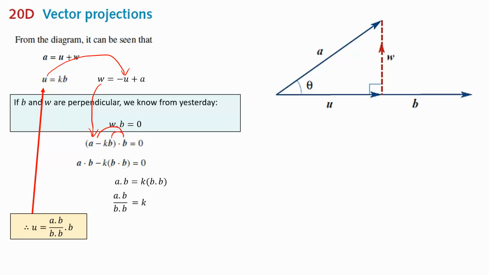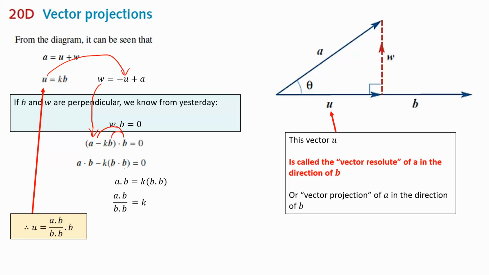Just like yesterday. Yesterday you would have been able to figure it out if you knew the magnitude of A times cos of theta. But now you don't have an angle, so how do you do it? There you go. This is doing it without an angle. This will allow you to find U. Now we give that a name. This formula has a name, and that U there, we call the vector resolute or vector projection of A. We're projecting A in the direction of B.